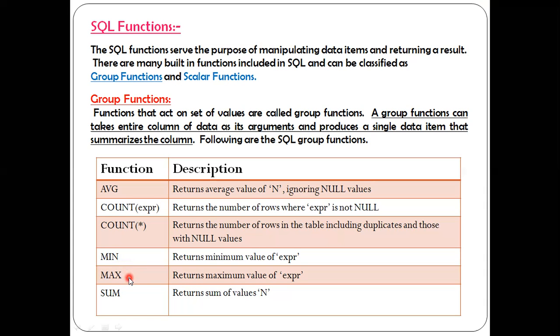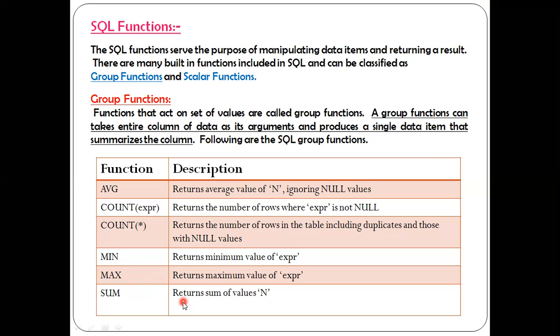MAX stands for maximum, exactly the opposite of mean. It is used to find the maximum value in a column. And the last one, SUM, returns the sum value of n. I can find the sum of all the values right from the first row to the last row.